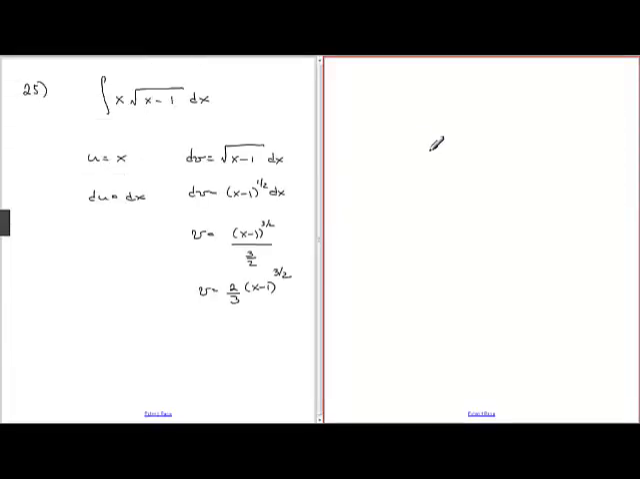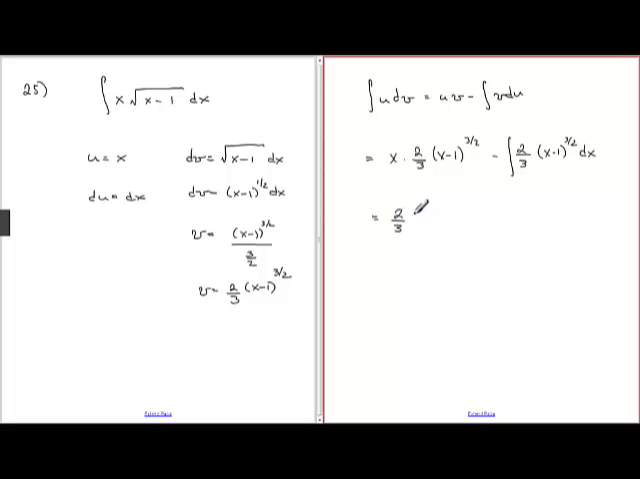So we have u, du, v, and dv. We write the integration by parts equation, which says that the integral of u dv is equal to uv minus the integral of v du. Then we substitute. We have u is x, v is 2/3 times x minus 1 to the 3/2 power. Then we subtract the integral of v, which is 2/3 times x minus 1 to the 3/2, times du, which is dx. What this allows us to do is integrate that, because that is another simple integral.